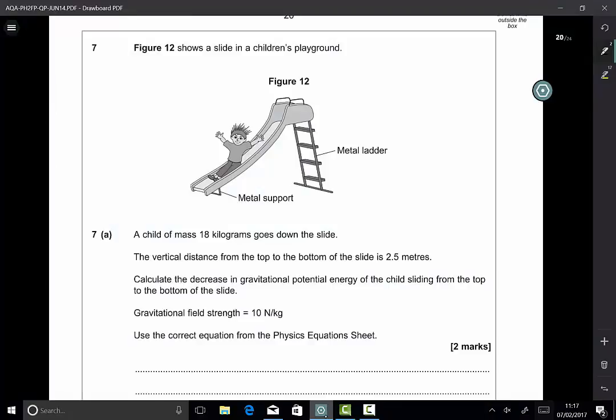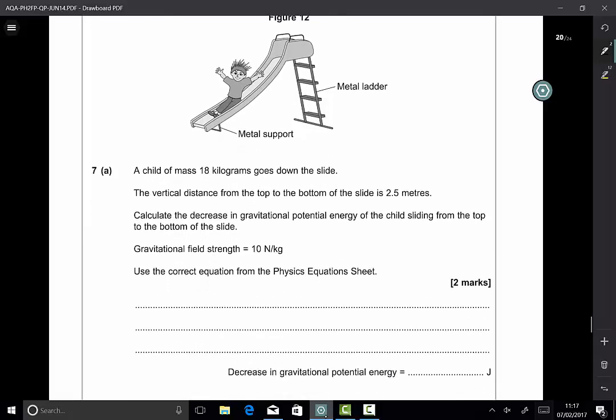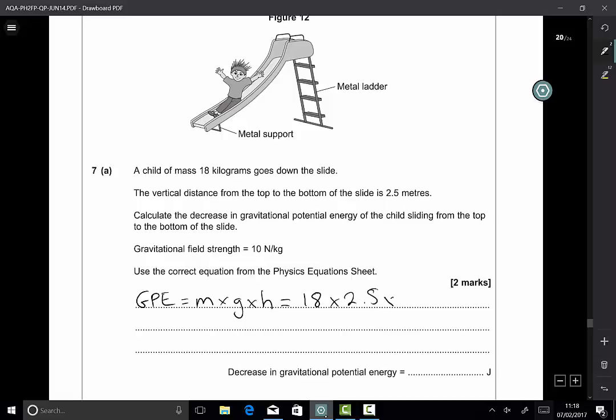Okay, figure 12 shows a slide in a children's playground. We've got a child of mass 18 kilograms going down the slide with a vertical distance of 2.5 meters. We want to calculate the decrease in gravitational potential energy as they slide from the top to the bottom. So the equation we find on the equation sheet is GPE, gravitational potential energy, equals mass times g, which is the gravitational field strength, times h, which is height. So 18 times 2.5 times 10.